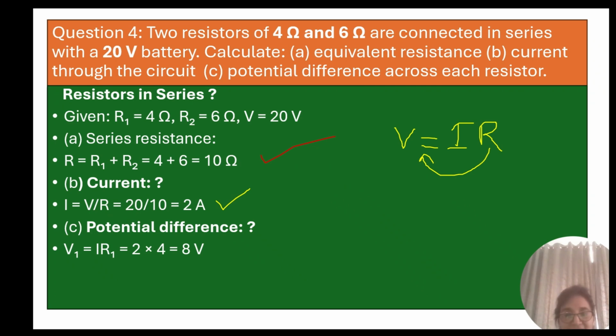Across each resistor. Please remember, when we talk about across each resistor, we need to take one resistor at a time. So I R1, that means current was 2, and what is the resistor mentioned there? It's 4 ohm. So 2 into 4, that is 8 volt. What about the second one? It is 6 ohm, which will be multiplied with the current because current remains the same. So 2 into 6 is equal to 12 volts. I hope this question is clear to you.